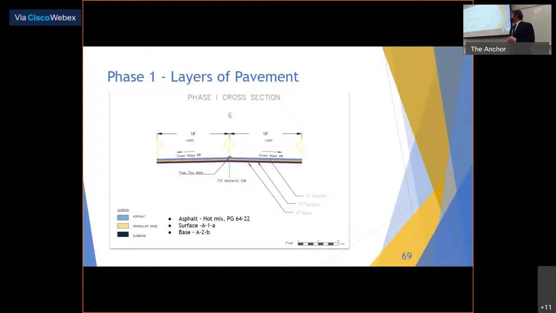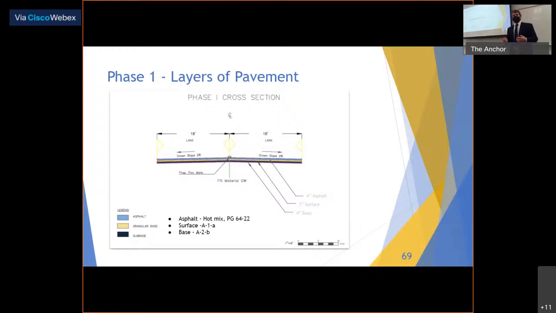As you can see, we got an asphalt layer of 4 inches, a subsurface of 7 inches, and a base of 4 inches. We decided to go with the hot mix PG 64-22, as this is the most common asphalt according to local sources.